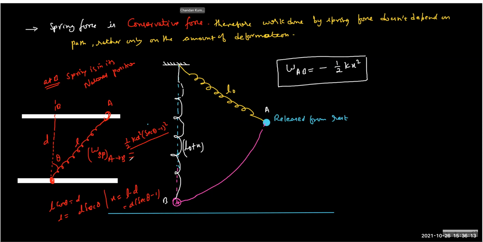So work done by spring does not depend on the path. That's one thing. Second thing I said, from natural to deform is negative, deform to natural is positive. And the third thing is we need to know how to find the deformation, the change of length. That's very important. Okay, understood? Not understood?